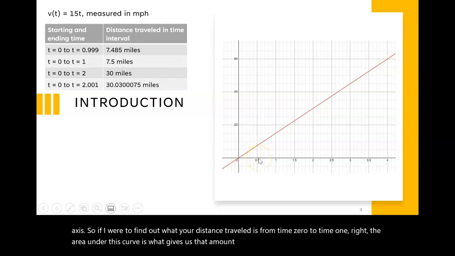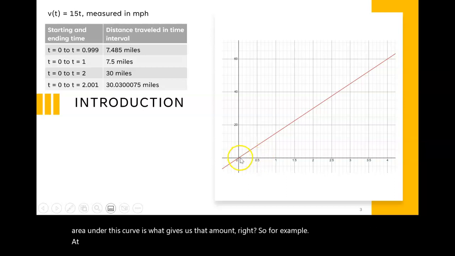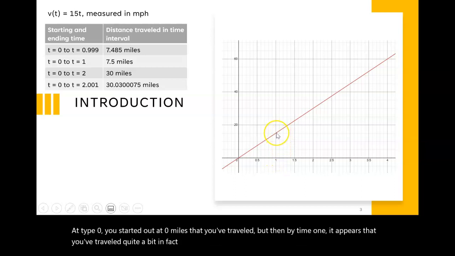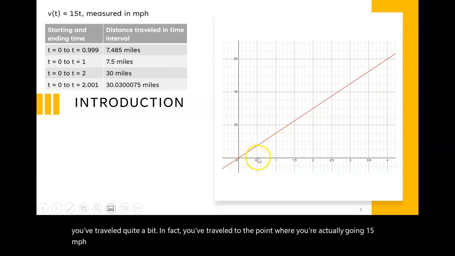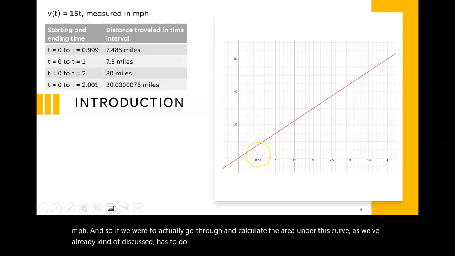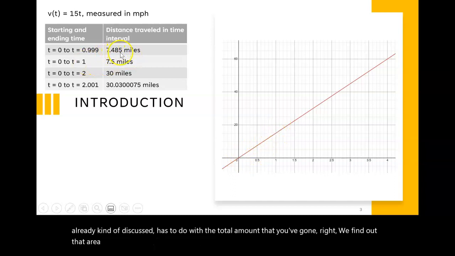So for example, at time 0, you started out at 0 miles traveled, but by time 1, it appears that you've traveled quite a bit. In fact, you traveled to the point where you're actually going 15 miles per hour. And if we were to go through and calculate the area under this curve, which as we've already discussed has to do with the total amount that you've gone, we find that that area is 7.485 miles when we go up to 0.99.